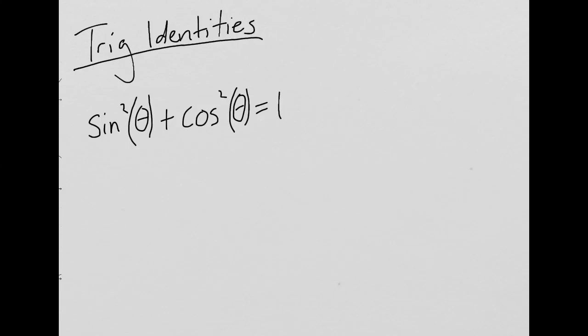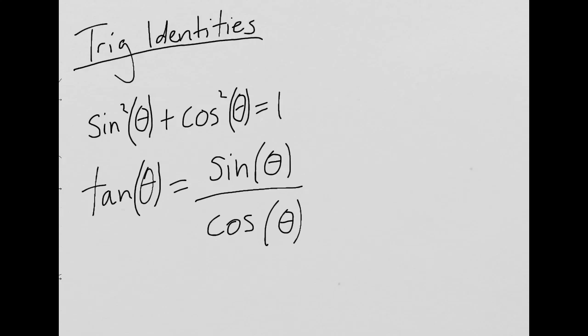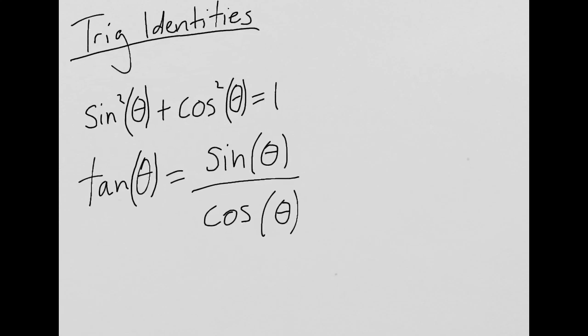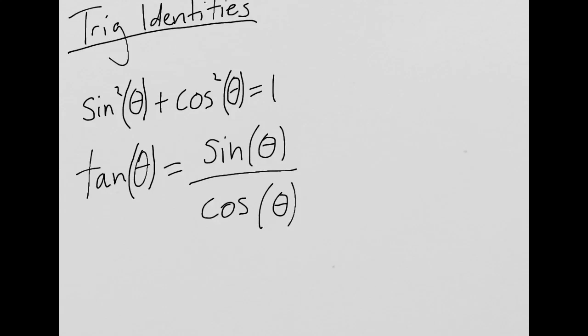Second identity you guys need to know is that tan theta equals sine theta over cosine theta. So if they ask you anything to do with simplifying or solving trig identities, you're going to be using one of these two formulae. You just need to work out which. Generally, if you can see a squared sine, it's going to be the first one. If you just have a single trig function, say you just got tan, you can then rewrite that as sine over cosine. But we'll look at some examples of where that comes in later on.